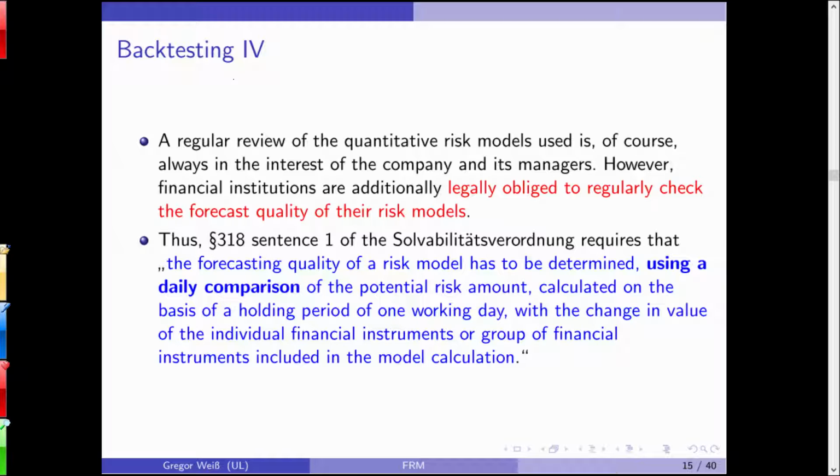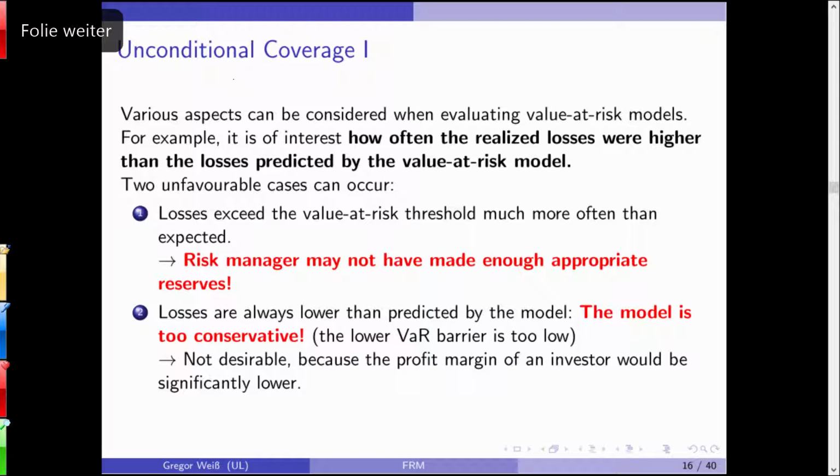For example, if you take a look at paragraph 318 of the German Solvency executive order, it requires that the forecasting quality of a risk model has to be determined using a daily comparison of the potential risk amount calculated on the basis of a holding period of 1 week. And you can see they give you the details of how the backtest should be done, but the Solvabilitätsverordnung, that is relevant for all financial institutions in Germany, requires that you do backtesting. It's not just nice for you because it improves your business, but it's required by supervisors.